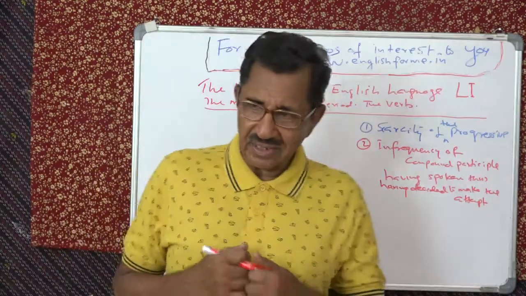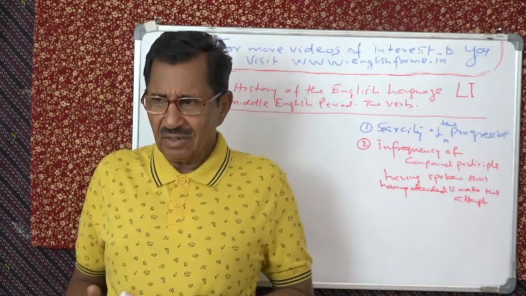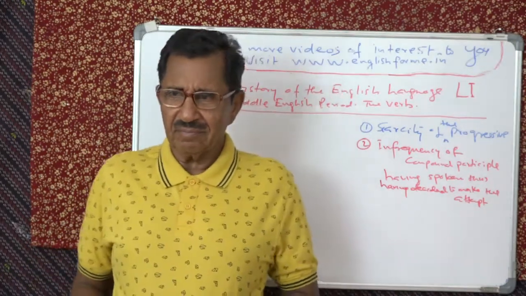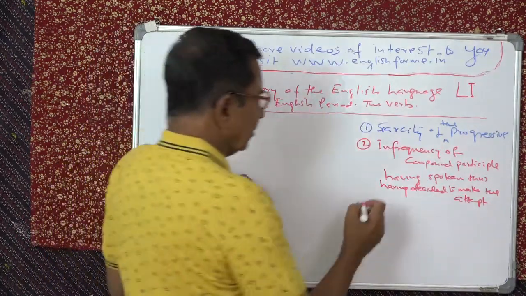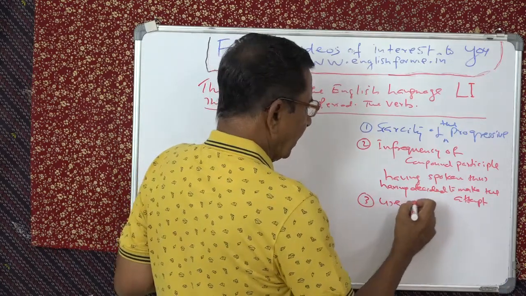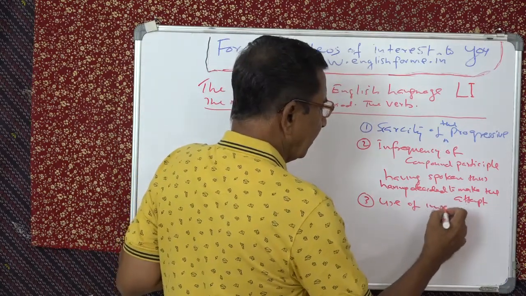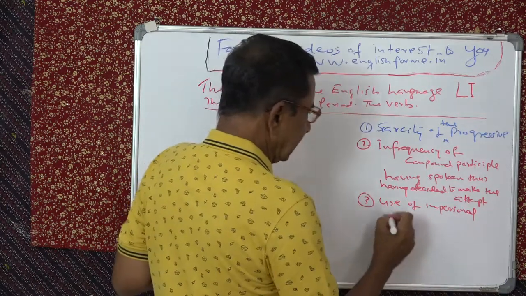And then another feature of Middle English verb and verbal usage is the use of the impersonal instead of the personal. See, for example, you say, it dislikes me. It dislikes me, so please him. So what is the third point? Use of the impersonal. It dislikes me.